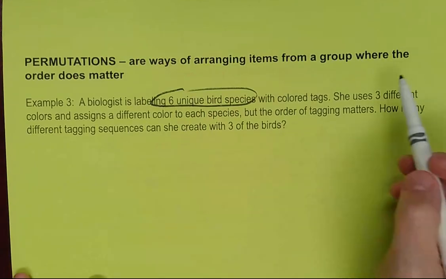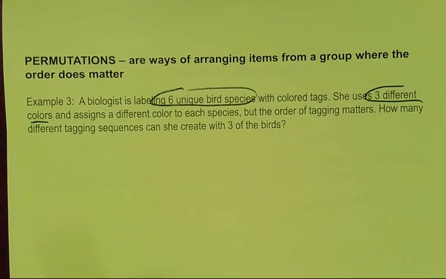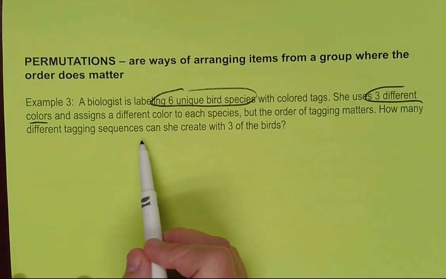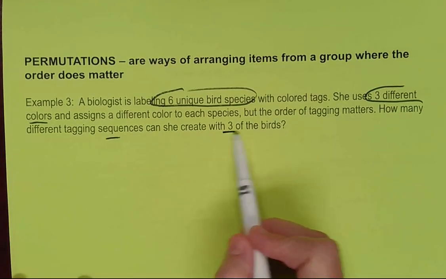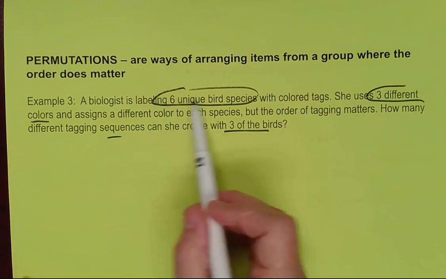They want to use 3 different colors for each species, but the order of the tagging matters. How many different tagging sequences can be used with 3 of the birds? So with this kind of question, what we have to do is we're not using all 6 of the birds.